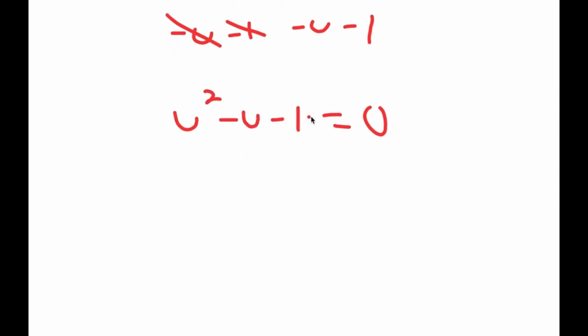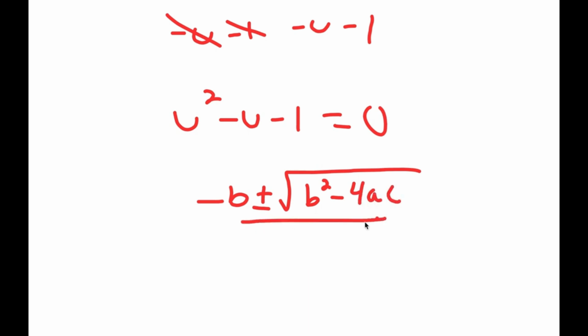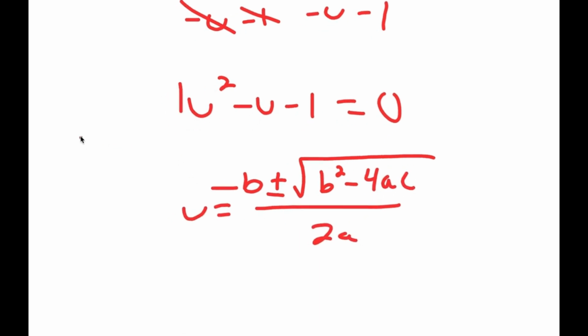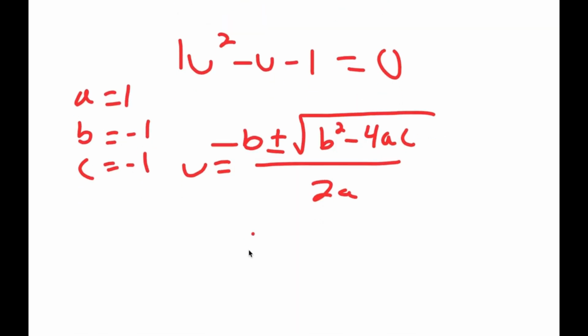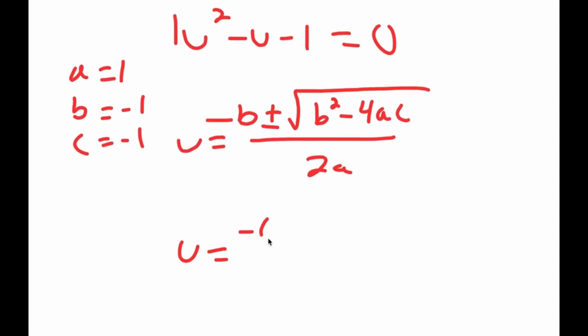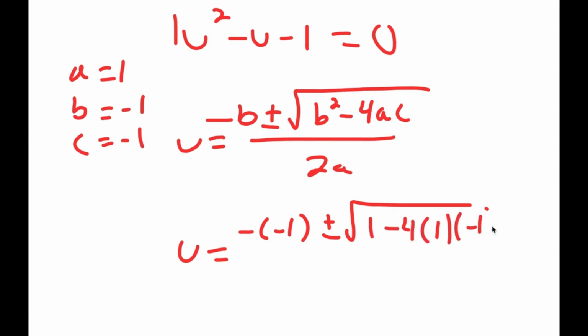Now, to solve this equation, I'm going to use the quadratic formula, which is negative b plus or minus the square root of b squared minus 4ac all over 2a. So in this case, a is 1, b is negative 1, and c is negative 1. So I get u is equal to negative of negative 1 plus or minus the square root of b squared, negative 1 squared, which is positive 1, minus 4 times a, which is 1, times c, which is negative 1, all over 2a, so 2 times 1.